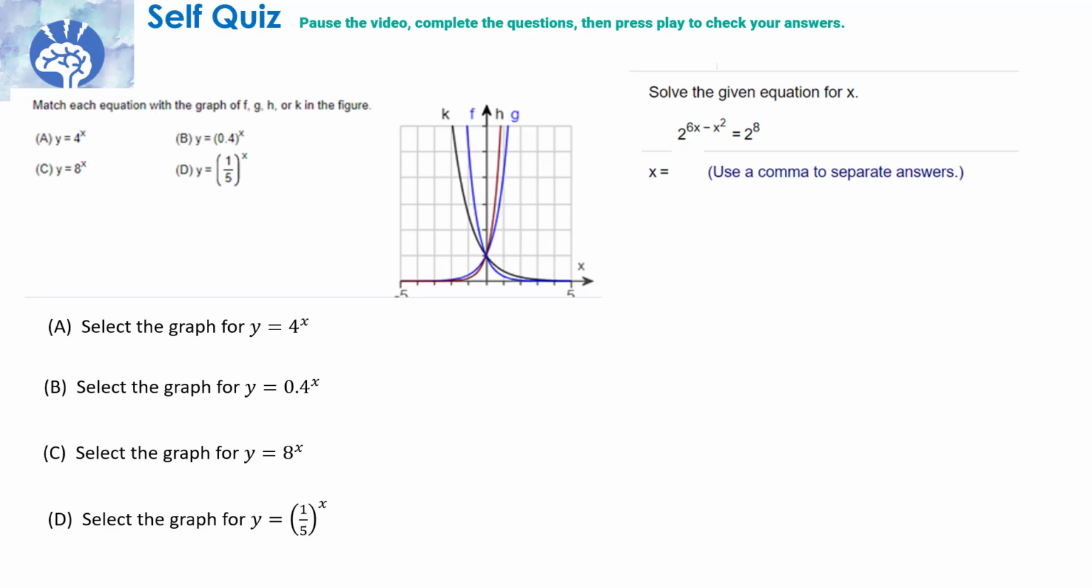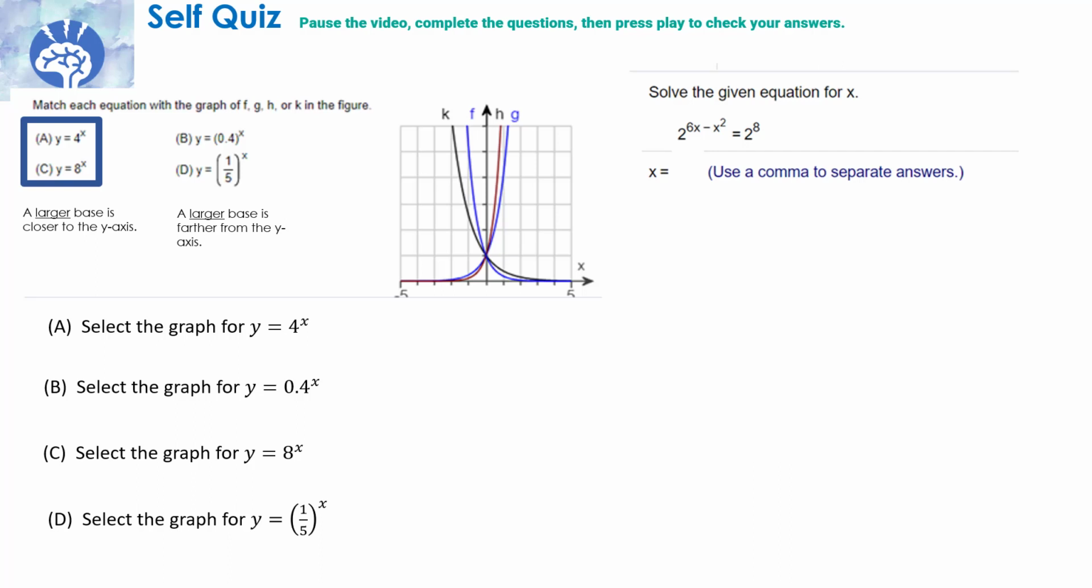Here's the self-quiz. You're going to pause the video, complete the questions, then press play to check your answers. Match each equation with the graph of f, g, h, or k. A larger base is closer to the y-axis when our base is greater than 1. A larger base is farther from the y-axis when our base is between 0 and 1.